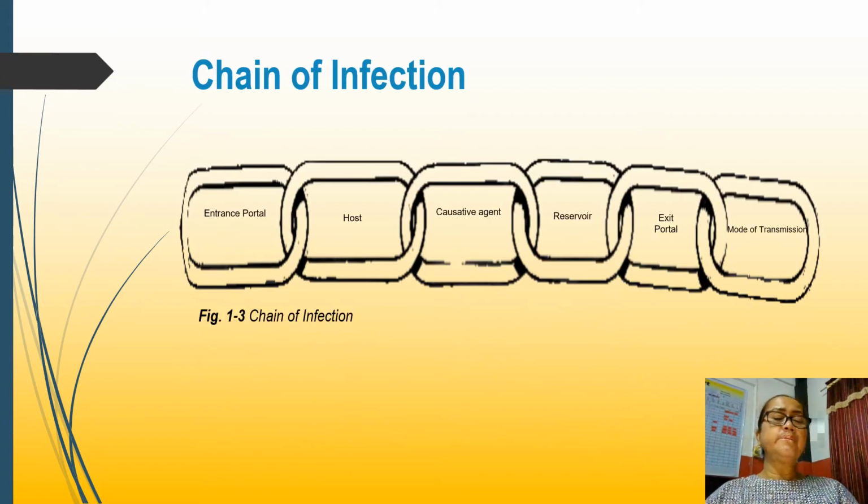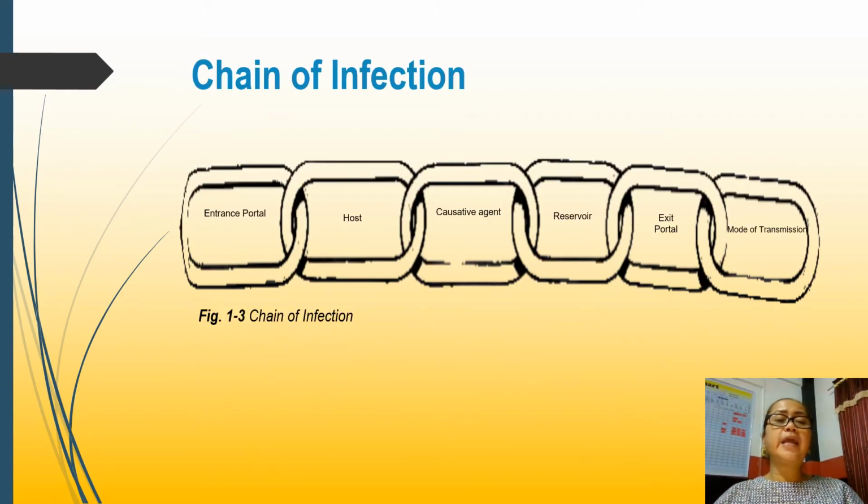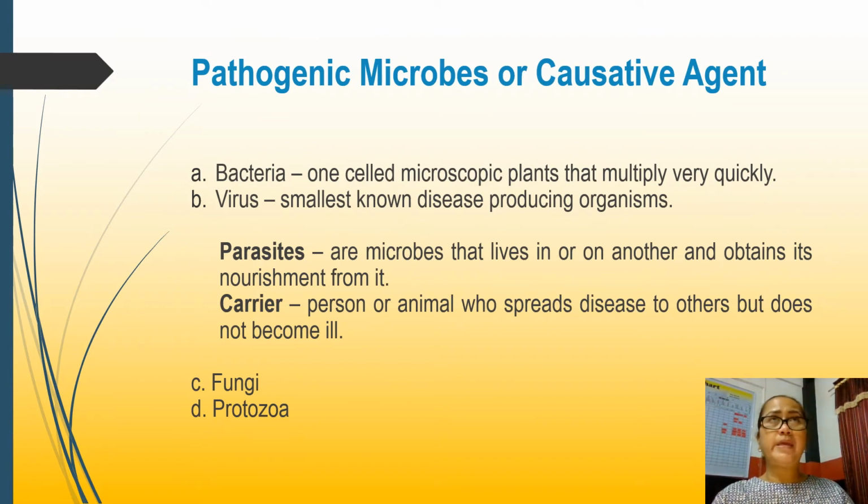Okay. Now we have to discuss the chain of infection. Remember, you may interchange the pattern, but it cannot fail to follow the order. So we have there figure 1-3, chain of infection: the entrance portal, the host, the causative agent, the reservoir, and then the exit portal, and then the mode of transmission. We also have another pattern, but they have to be in order.